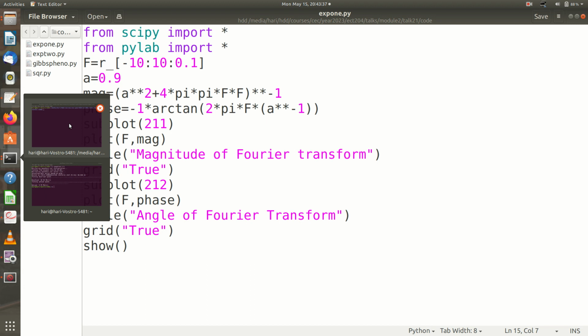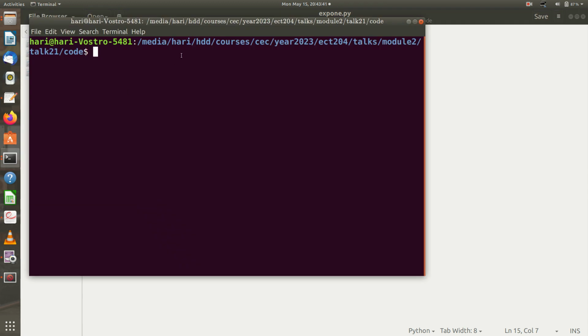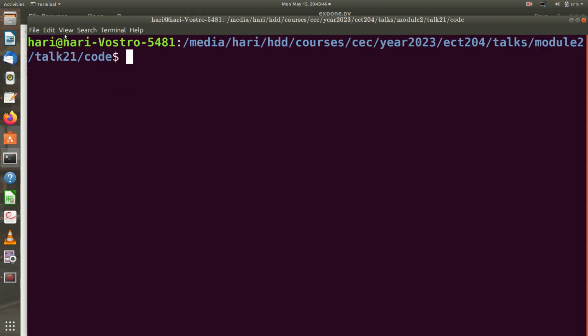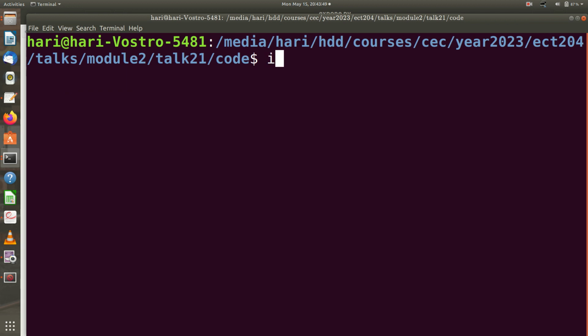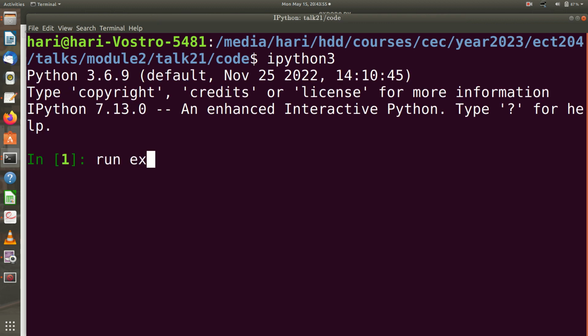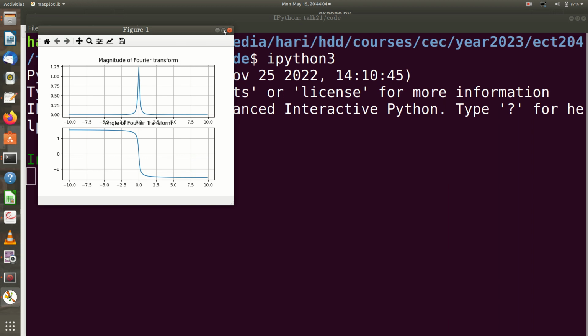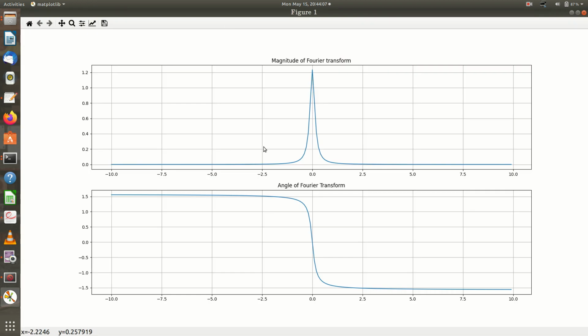Now I run this code. Now you can see how the magnitude of the Fourier transform is changing. This is the frequency minus 10 to 10, and you can see how the magnitude of the Fourier transform varies, and this is how the angle changes.